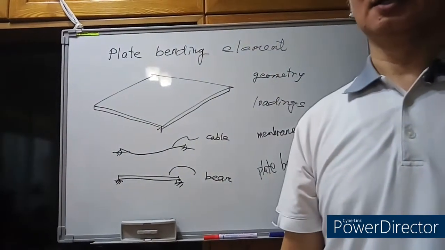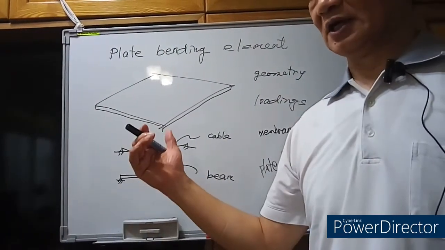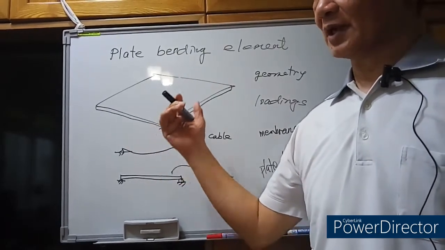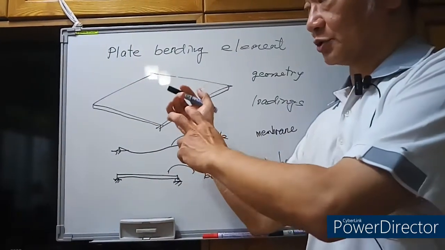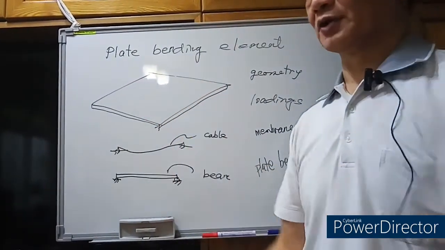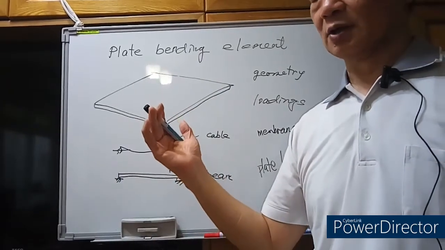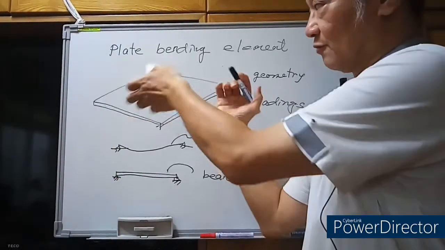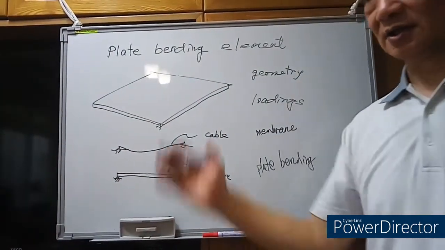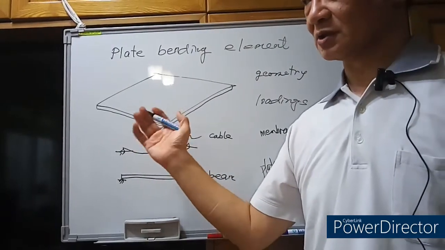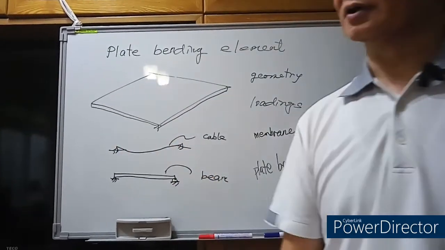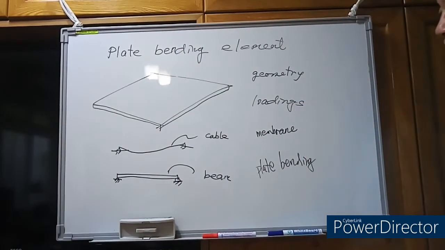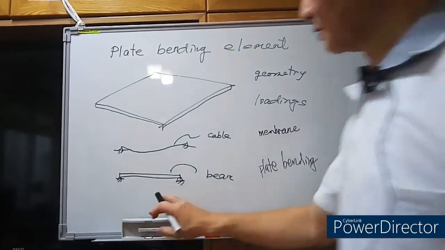Since we need to consider the bending moment along the two directions and the shear force along the two directions, there is also one more internal force, which is the torsional force. The torsional force in the plate, we also need to consider for plate bending problems. Okay, I will erase this part.